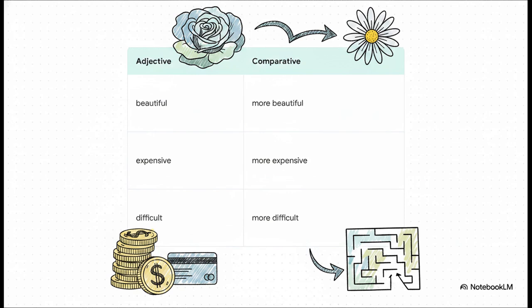And here it is in action. We don't say interesting-er, that's just weird. We say more interesting. We don't say expensive-er, we say more expensive. The rule is pretty straightforward. If the word is longer, we're talking 2 or more syllables usually, you just pop the word more right in front of it. So for example, the peacock is more beautiful than the pigeon.